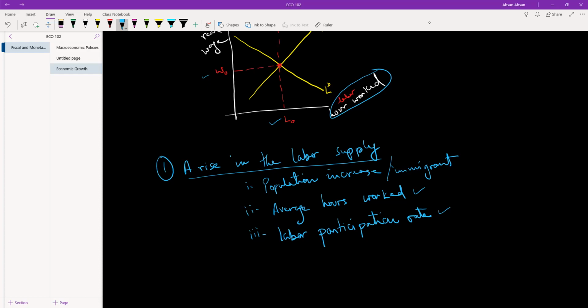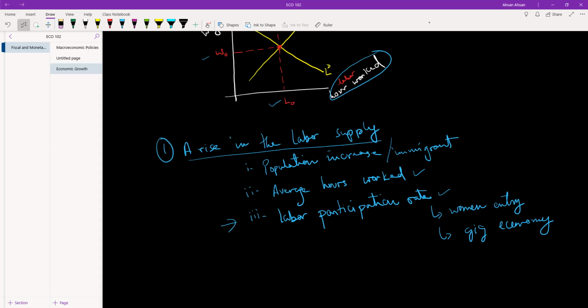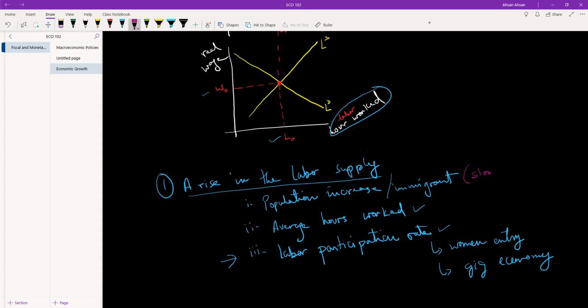And these two factors, women's entry in the job market and the gig economy that we have experienced in the last 5-10 years, have led to a pretty significant rise in the labor force participation rate, and that is something that has significantly increased the labor supply to the market. So effectively, these are the three ways in which labor supply in the market can increase, but remember, this is slow.